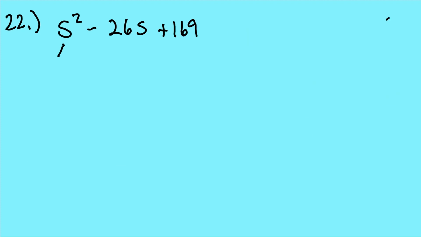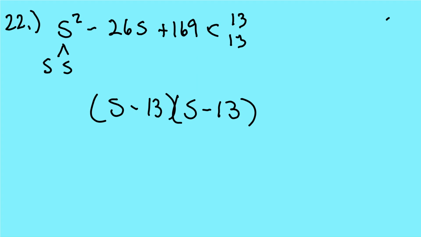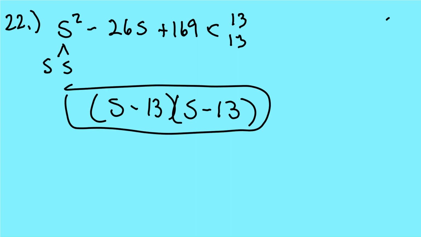Alright, 22. It's a perfect square, S and S. 169 is also a perfect square of 13 and 13. If they're both negative, it adds up to negative 26, so I write it as S minus 13, S minus 13. That's it.